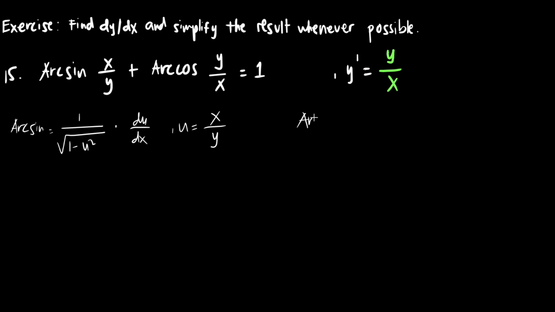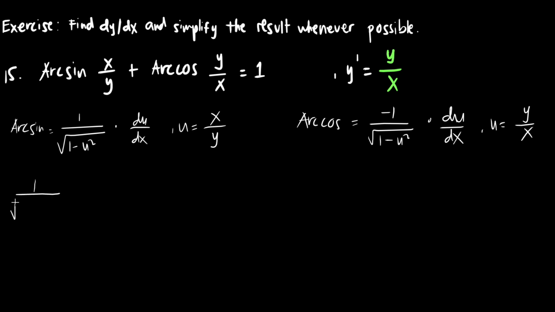And for arc cosine, the derivative is equal to negative 1 all over the square root of 1 minus u squared, times du over dx. So our u here is equal to y over x. So let's differentiate this. So 1 all over the square root of 1 minus (x over y) squared. So d over dx is y multiplied by 1, the derivative of x is 1, minus x y prime.